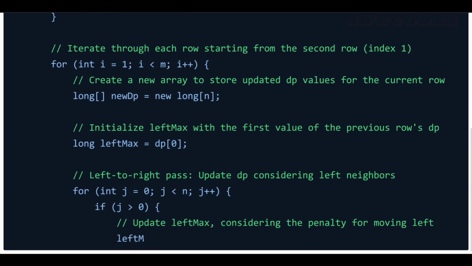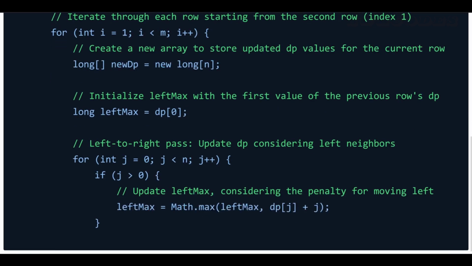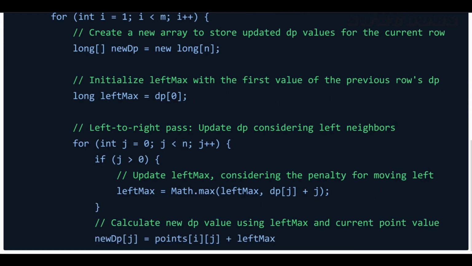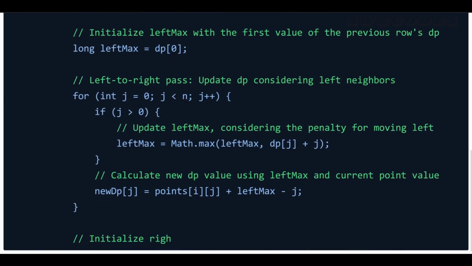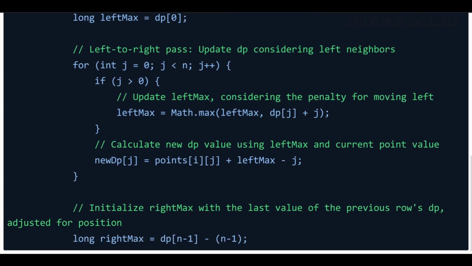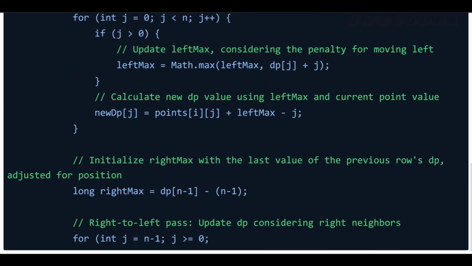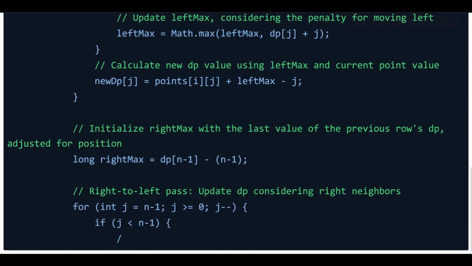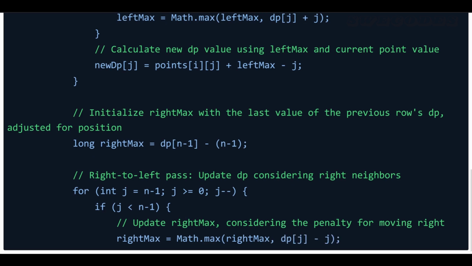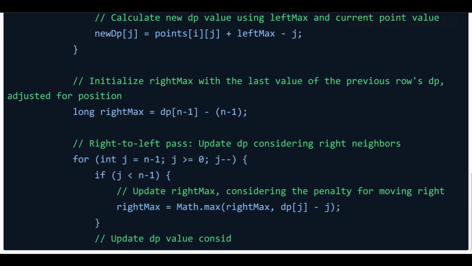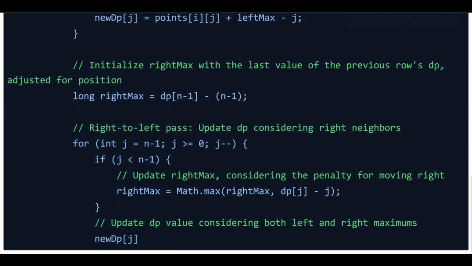As we move, we have to pay a small price. It's like each step costs us a point. But we're always trying to keep our score as high as possible. After looking both ways, we choose the better score for each spot in that row. We keep doing this for every row, always updating our best scores so far. When we've gone through all the rows, we look at our final set of best scores and pick the highest one. That's it. We've found the highest score possible by considering all the smart ways we could move through the grid.